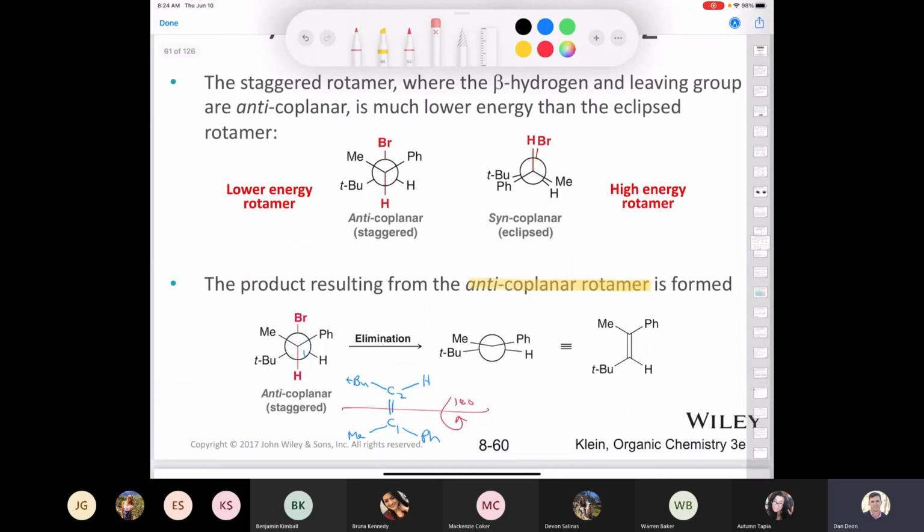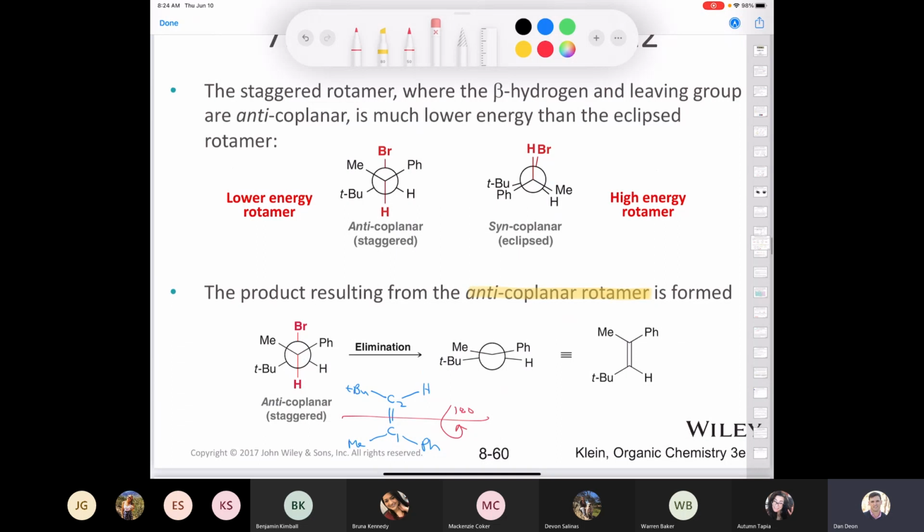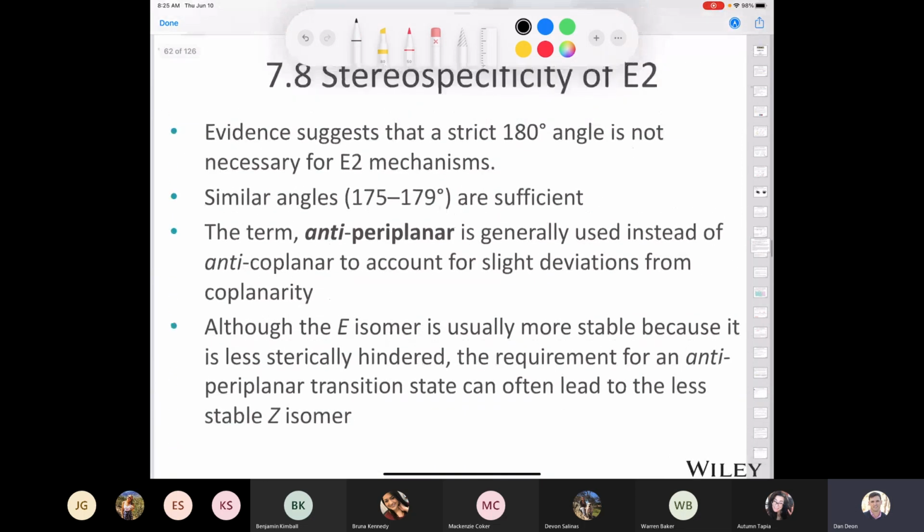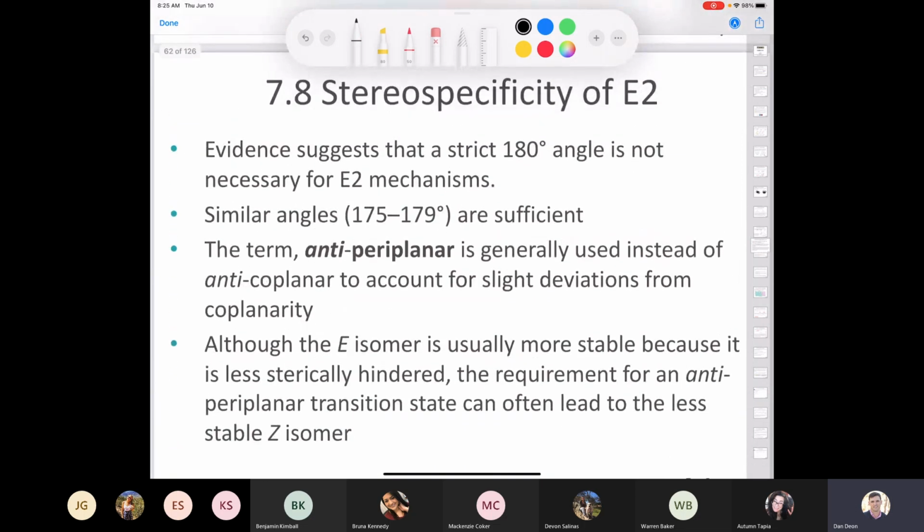If you look at this Newman projection right here, it looks to me like the bond angle is perfectly 180 degrees, but it's not. It's actually more like around 180. It can be 178, 179, and you're like, who took the time to measure this? Well, it wasn't me, but anyhow, it says here anywhere between 175 and 179, it's going to work. So instead of being anti-coplanar, which would be exactly 180, we call it anti-periplanar, okay? And that's the term that I will use: the hydrogen and the leaving group have to be anti-periplanar.